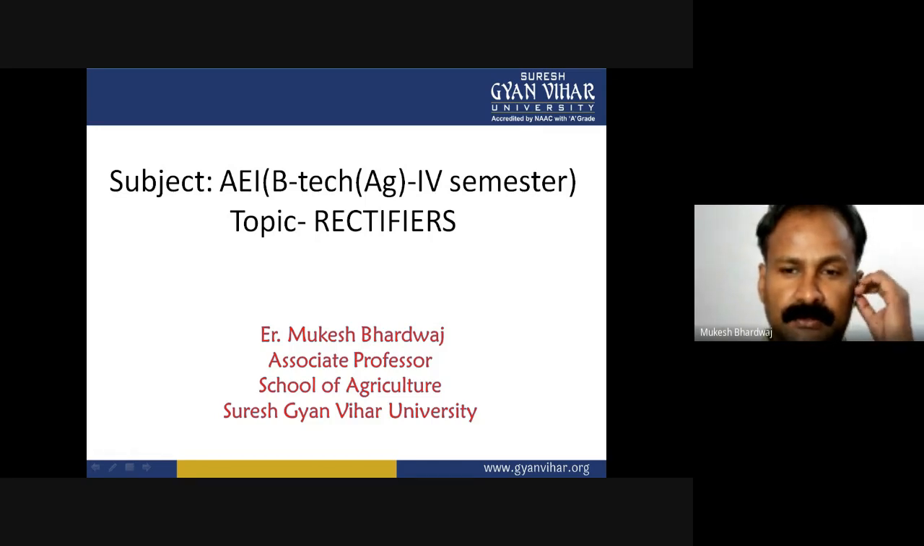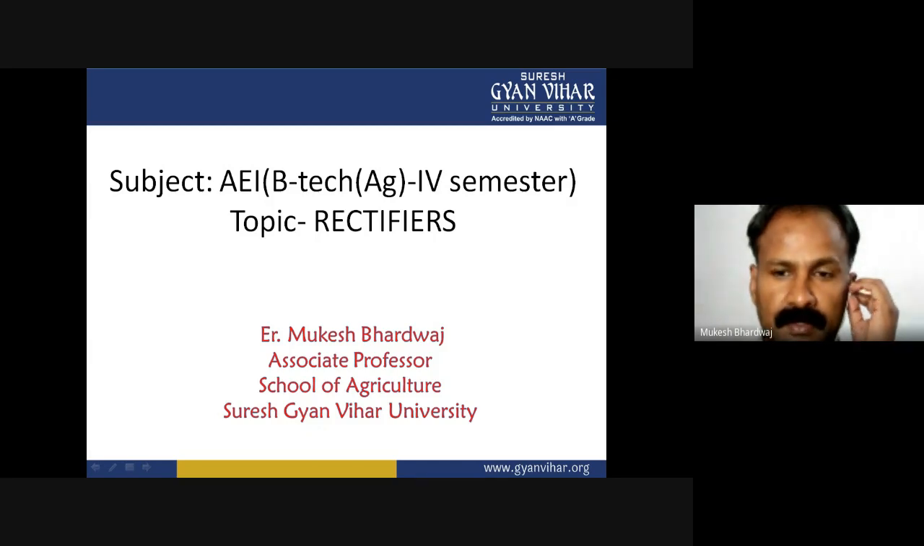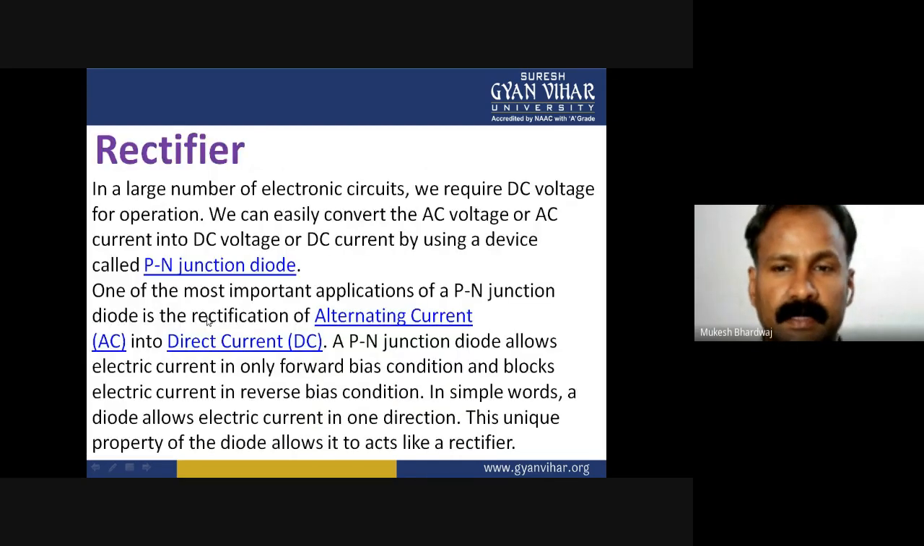I'm Mukesh Bhardwaj. Today I am going to present a topic, rectifiers, which is in the BTech Agriculture fourth semester subject, Applied Electronics and Instrumentation. Now, rectifiers. In a large number of electronic circuits we require DC voltage for operation. We can easily convert the AC voltage or AC current into DC voltage or DC current by using a device called a PN junction diode.